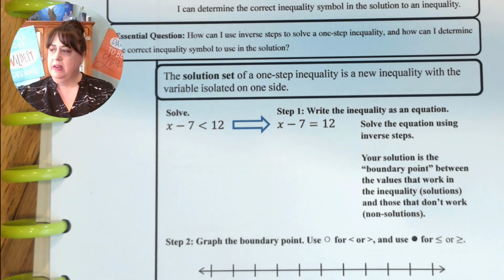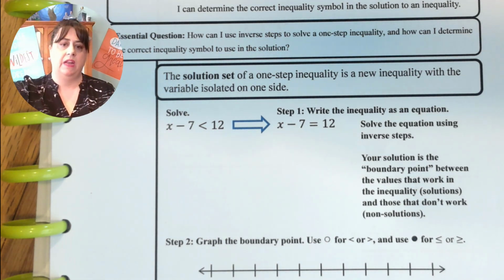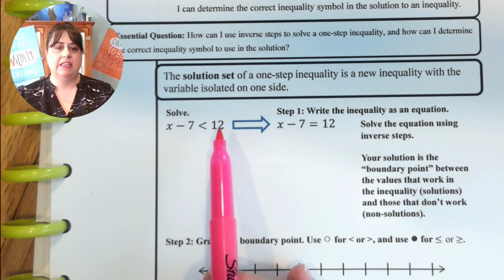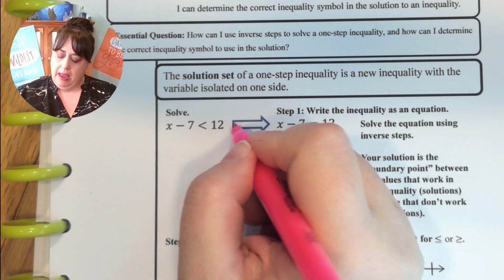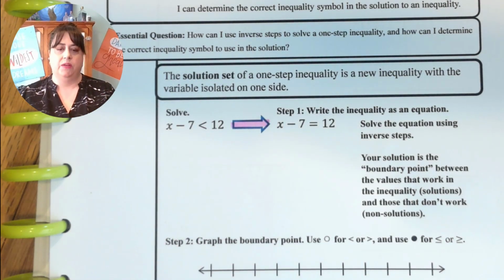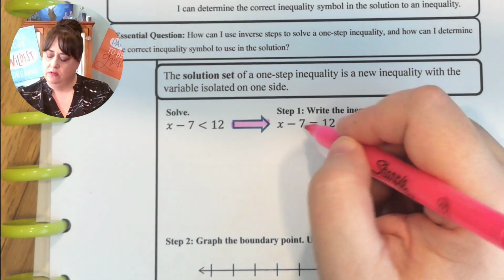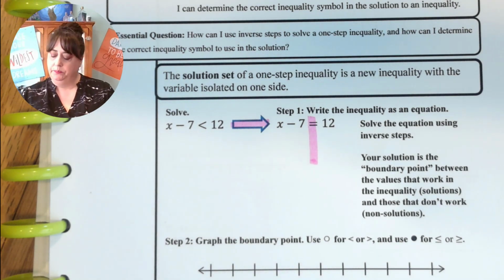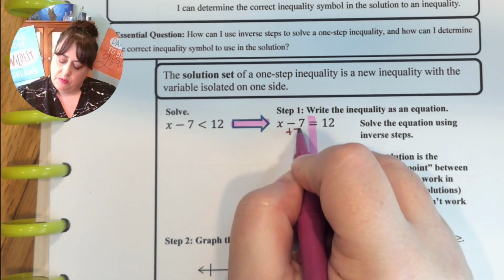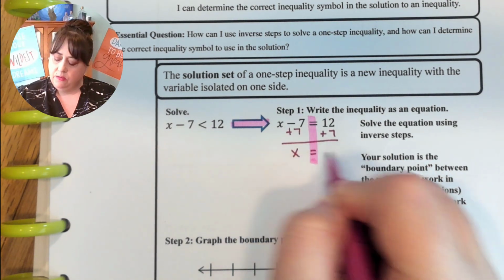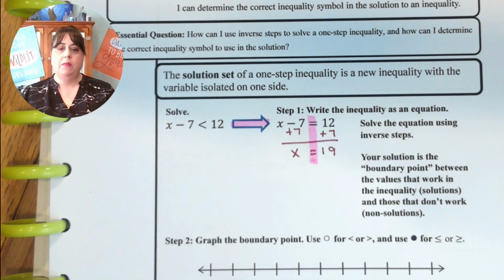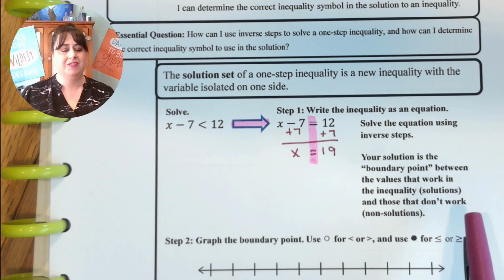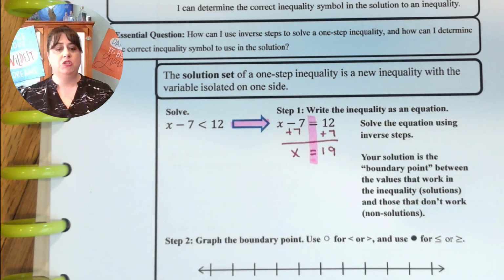So if we look at this right here, we go back to our rules about solving inequalities. x minus 7 is less than 12. We write it as an equation: x minus 7 is equal to 12. So we just solve the one-step equation. I'm going to add 7 to both sides, and x is equal to 19. So what we found was the boundary point between the values that work in the inequality, which are the solutions, and those that don't work.